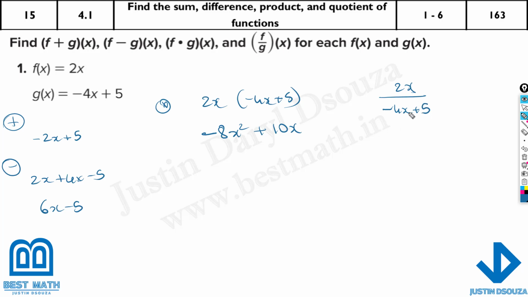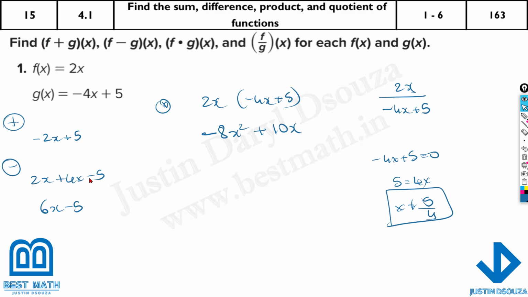But what is not allowed? Here, the denominator cannot be 0. You can use the calculator and solve. This equation can be solved in the calculator, but I'm going to do it over here. 5 equals 4x. X cannot be equal to 5 divided by 4. So this is the domain that is not allowed. X cannot be 5 by 4. If it is so, then this is undefined.